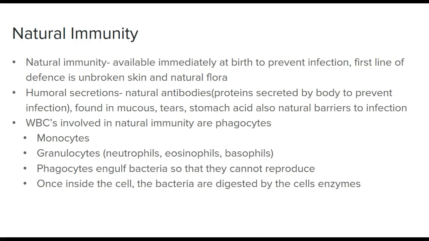These types of immunity are available right at birth, so you already have them. And the first thing, if you think about your body, our skin, our nose hairs, the hair, even the hairs on our arm, normal flora, which is bacteria on our body, all of these things help to keep antigens, harmful antigens, out. And also there's humoral secretions.